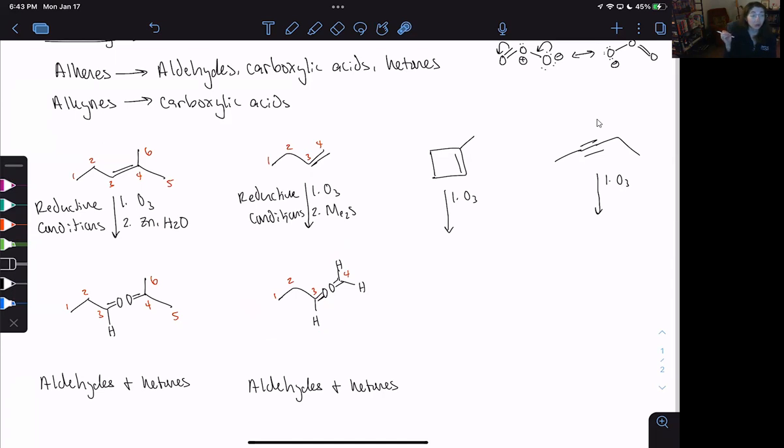But with reductive conditions, using zinc and water or dimethyl sulfide as your second workup step, you're going to end up getting aldehydes as products. We can also do ozonolysis with oxidative workup. So this would be oxidative conditions.